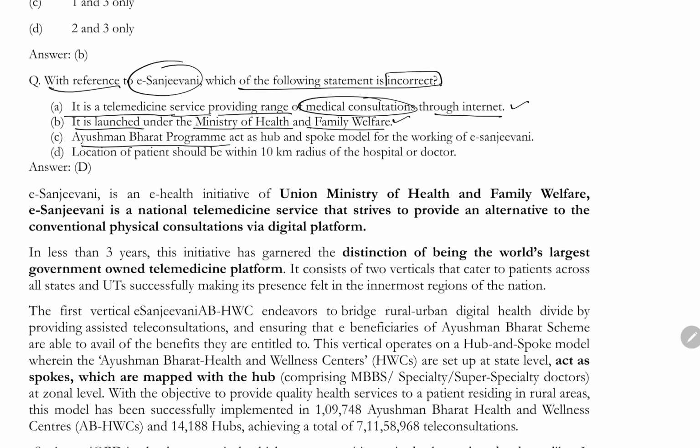The third statement is that Ayushman Bharat programs act as the hub and spoke model for the working of e-Sanjeevani. This statement is also correct. And the fourth statement is that the location of the patient should be within a 10-kilometer radius of the hospital or the doctor. So this statement is incorrect. So from here it is asking for the incorrect statement, so the fourth statement will be incorrect. So e-Sanjeevani: wherever you find the e, it means it is talking about electronic, meaning a telemedicine facility will be there.